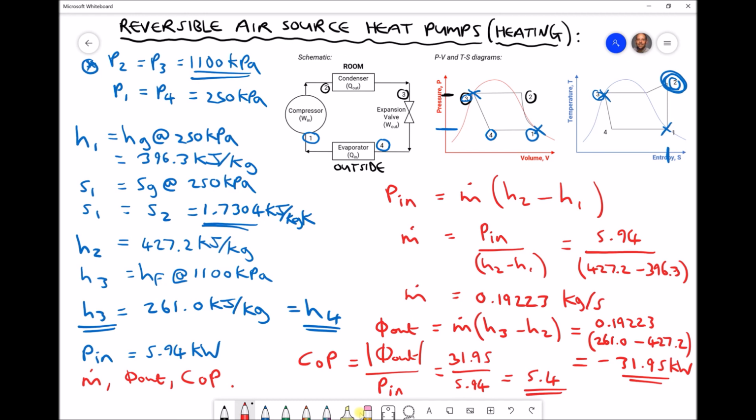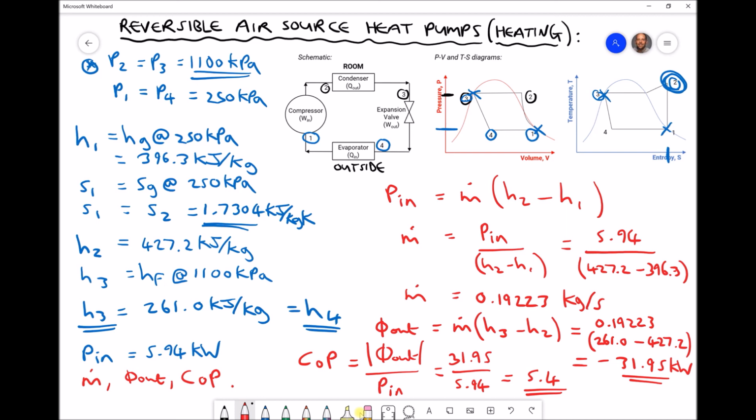So just a quick summary then. We used our thermodynamic properties tables and the information we knew about the vapour or the refrigerant in order to determine our enthalpy values at positions 1, 2, 3 and 4. Once we had our enthalpy values at positions 1, 2, 3 and 4, we were able to determine our mass flow rate of our refrigerant because we knew how much power the compressor was using or how much power the compressor was inputting into the refrigerant.